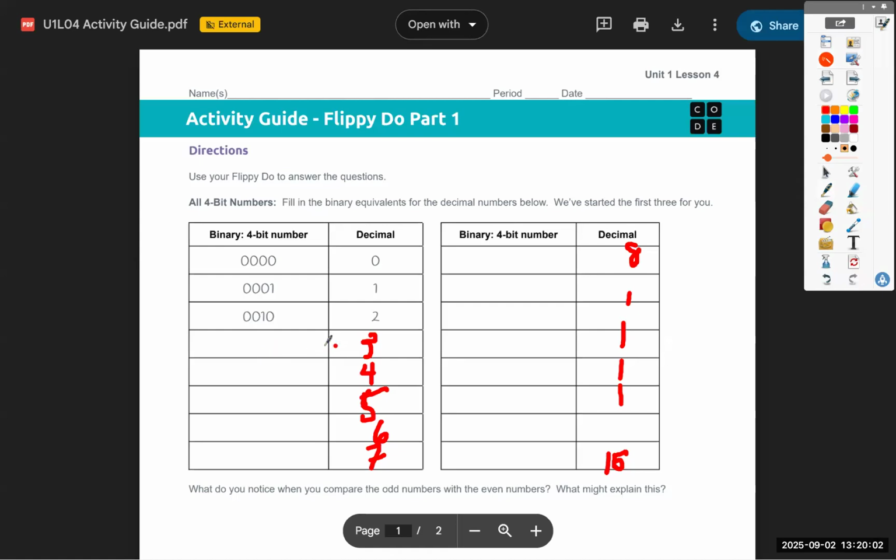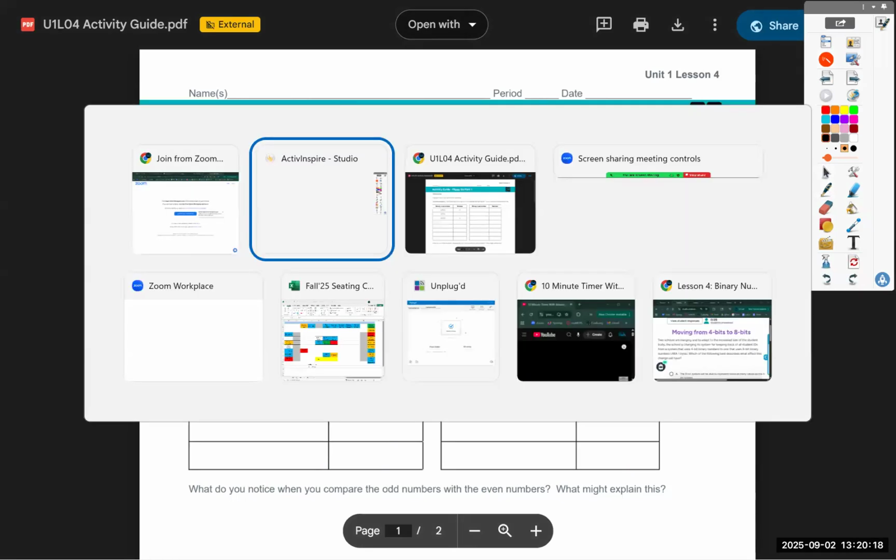Come up with the binary for each of these values. The 4-bit binary for each of these decimal values. You may work together, you may collaborate, but of course everyone hands in their own work. Okay, ready, go. Of course we will go over it, but I want you to try now.